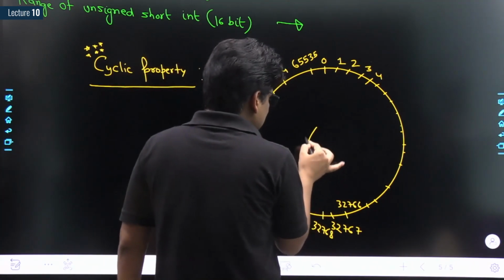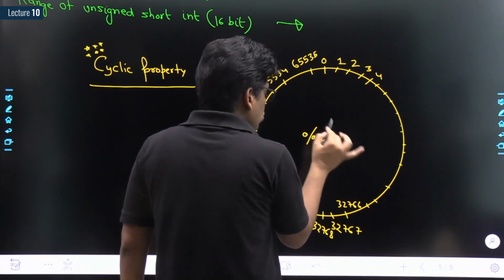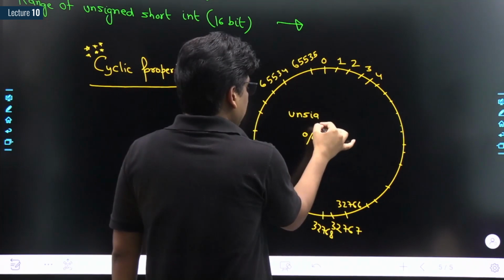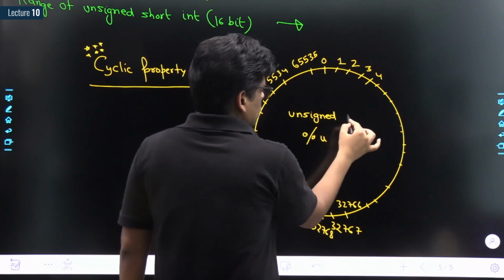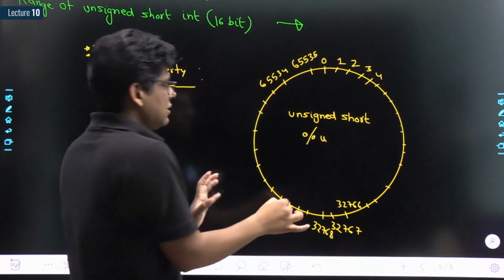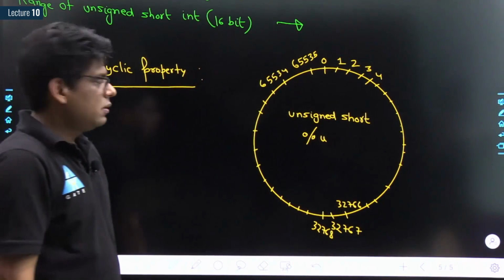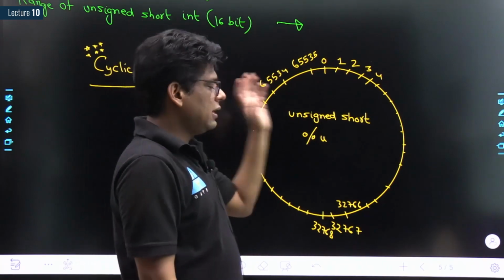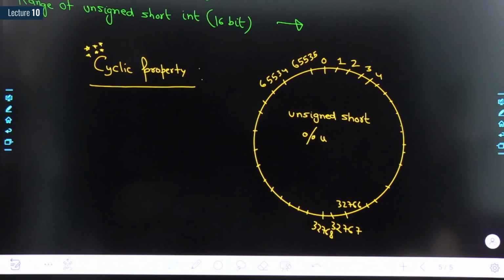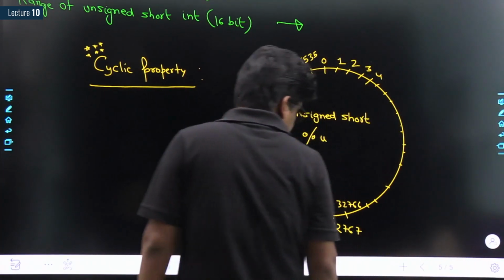So can I say this is %u type data? Yes, sir. This circle is representing unsigned short integer. We will see some questions on this. Till then, please note it down so that things will be clear to you at the time of problem solving. Sir, coming to signed short integer.